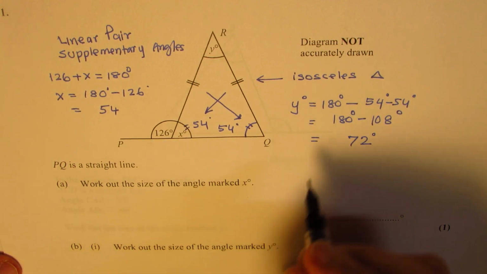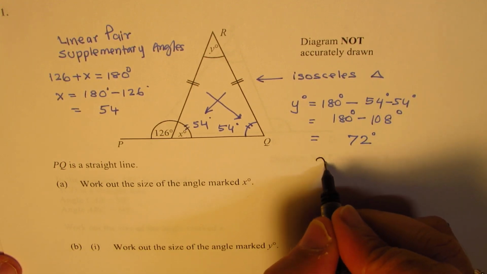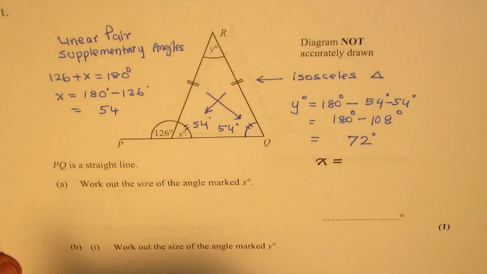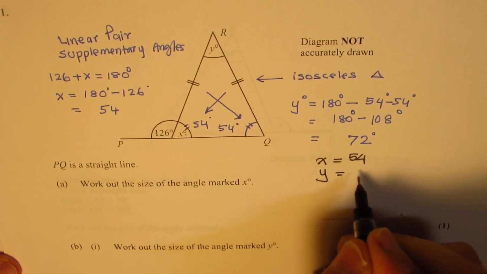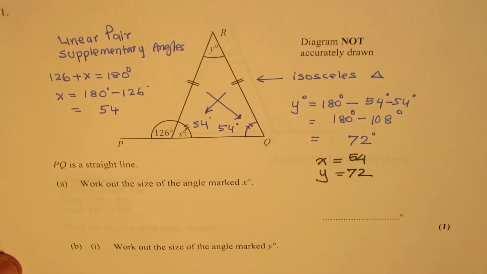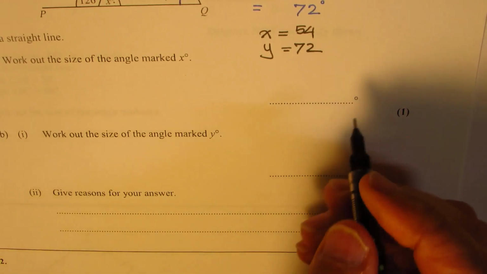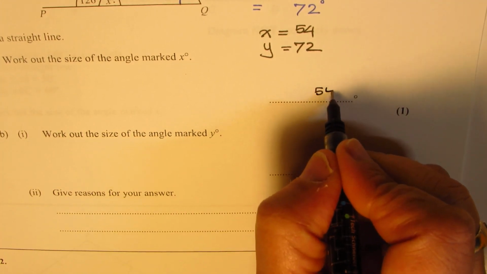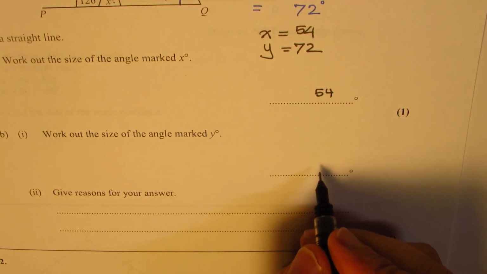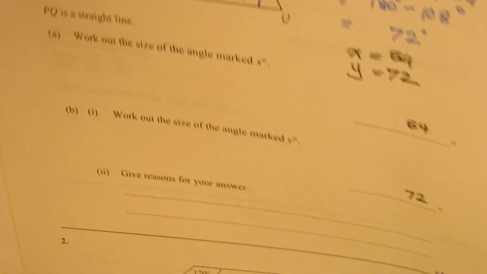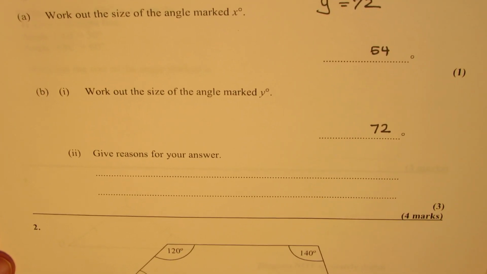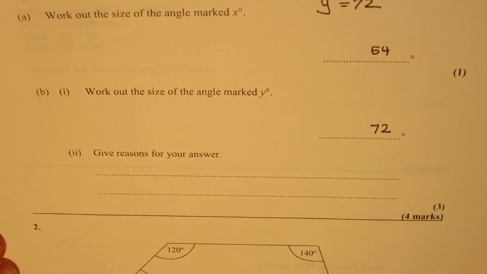Let me write down the answer here itself. We got x equal to, degrees is already mentioned there, so we'll just write 54, and the value of y is 72, correct? You're supposed to write this in the space provided. x is 54 and the size of y is 72. Now we have a space here to provide reasons. It says give reasons for your answer, so we actually explain the reasons.